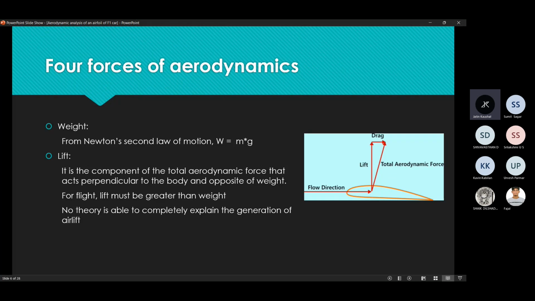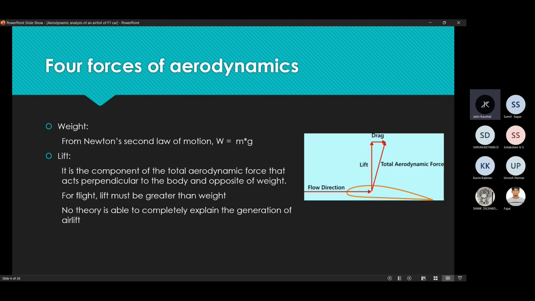So, weight. What is weight? As you all know from 11th and 12th, from Newton's second law of motion, weight is m times g, where m is the mass of your object. So that's basically it. Weight is nothing difficult.